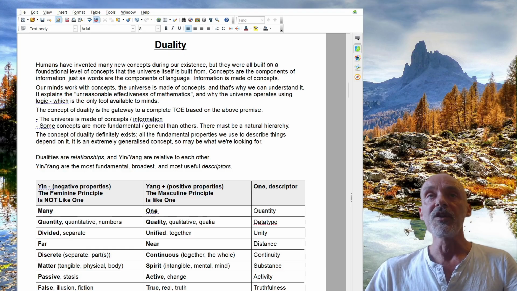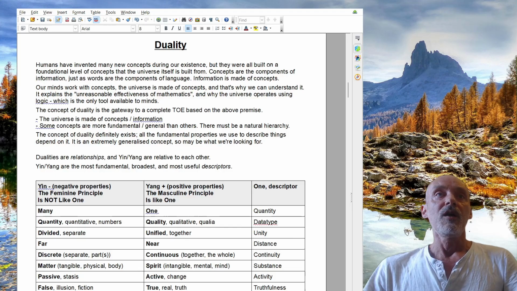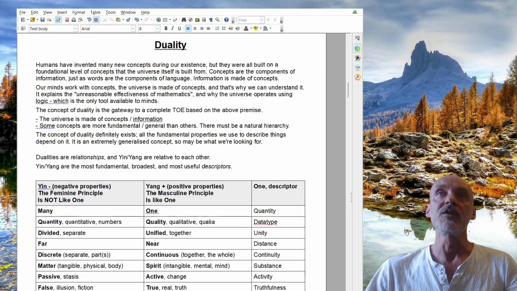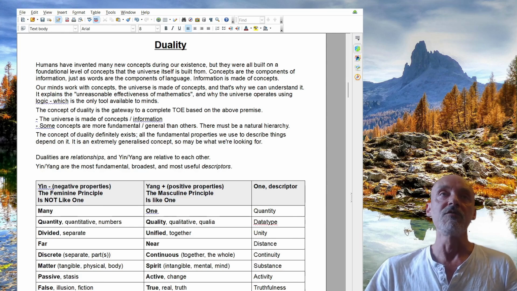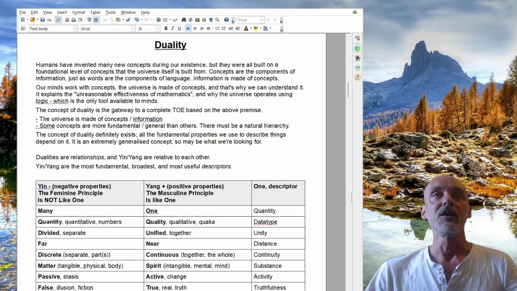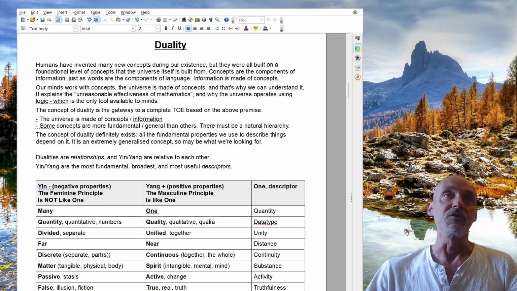The premise of the theory is that the universe is made of concepts and information. And an observation that we can make is that some concepts are more fundamental than others and more generalized, such as the concept of duality. The concept of distance, near and far, depends on the concept of duality. It couldn't exist unless duality existed. So this implies that there must be a hierarchy of concepts, as the UP diagram shows.